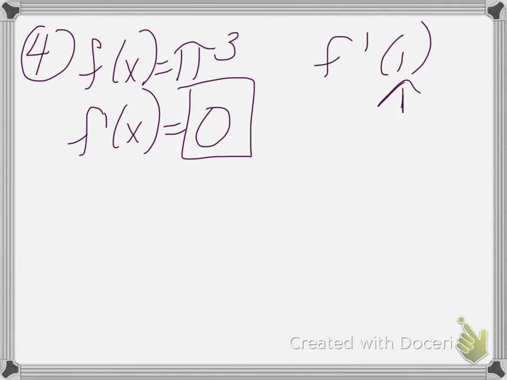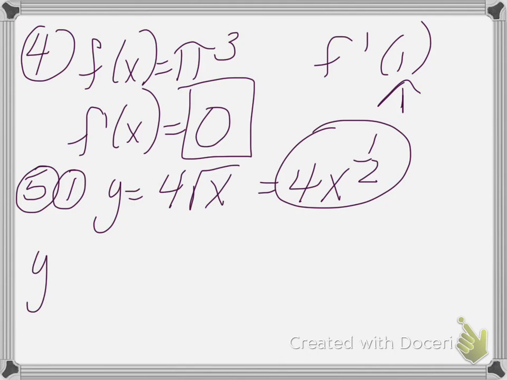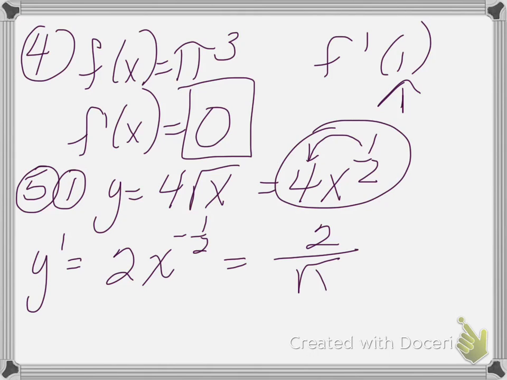Okay, number 5, and then number 1. This is not in the correct form, so you're going to change radical x to the 1/2. So that's what you're working with. This is a simple power rule. You're going to take that 1/2 and bring it down and multiply it by 4. So 4 times 1/2 is 4 halves, which is just equal to 2. Keep the x, and then 1/2 minus 2 halves is a -1/2. If you wanted to simplify that, that gives you 2 over radical x.